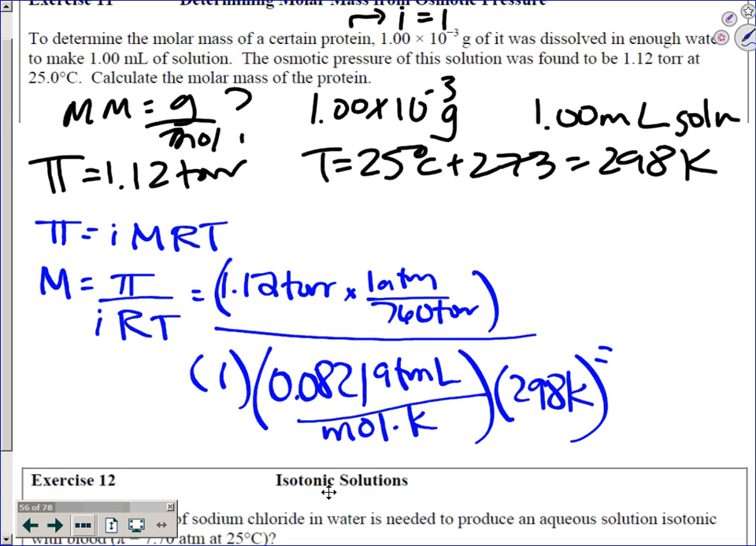Once you get to molarity, think about how you can get to molar mass. Molarity is not the answer.